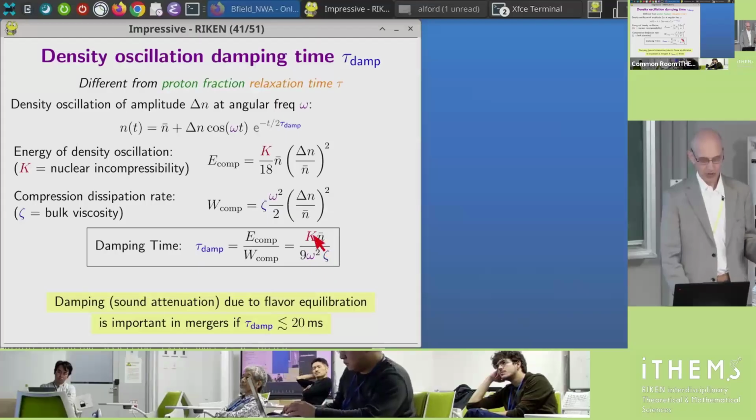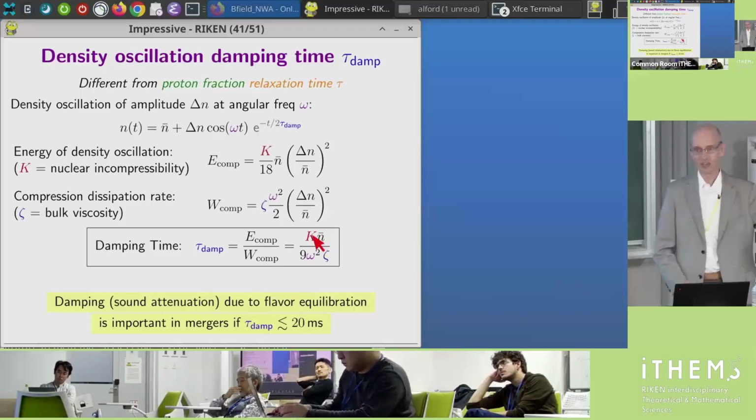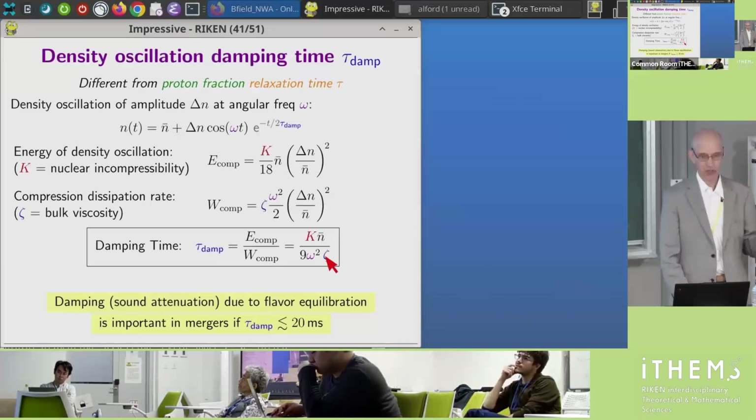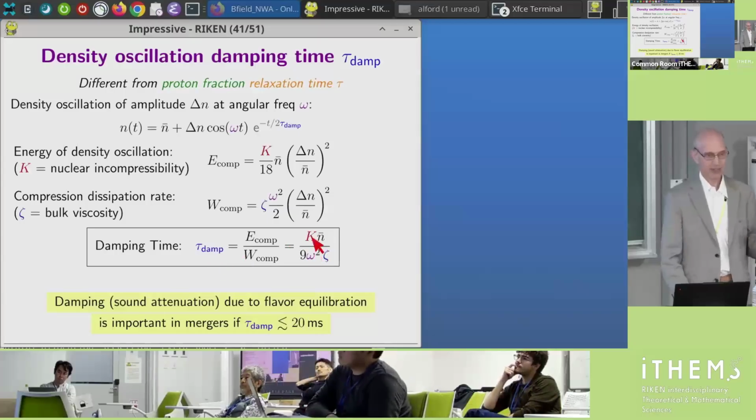So it's saying, if the incompressibility is big, it stores a lot of energy, so it doesn't care if there's bulk viscosity. It takes ages for the oscillation to damp. And conversely, if the bulk viscosity is very big, then it damps out very quickly. Okay, so the damping time for an oscillation depends on the incompressibility, how much energy the oscillation stores, and the bulk viscosity, how quickly that energy is being taken away.